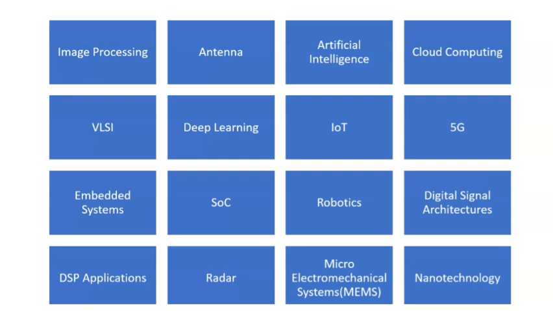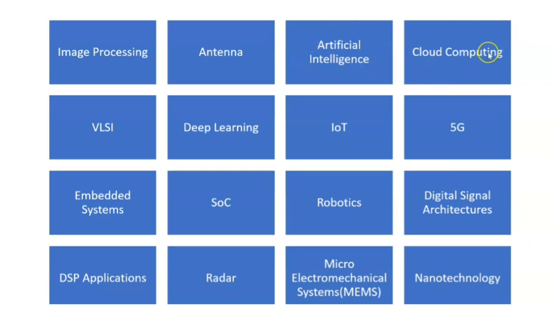First one is image processing. A lot of seminar papers are based on image processing, and various students have taken a lot of them. Mostly people take papers on image processing only, applying various transforms or various processings of images. Likewise, the next topic is antenna, then artificial intelligence. This artificial intelligence is very important because it is relevant as per industry standards.